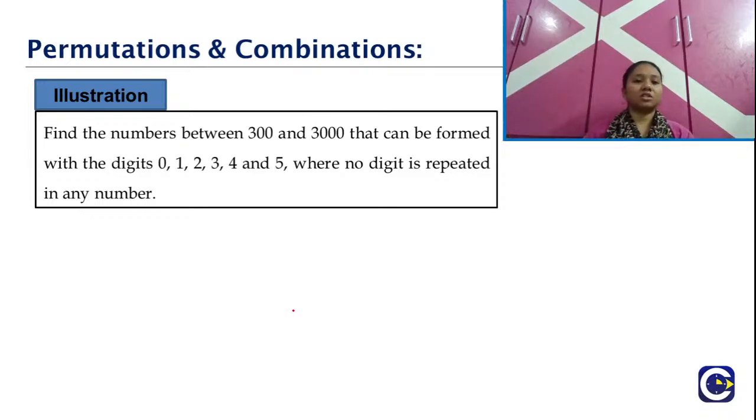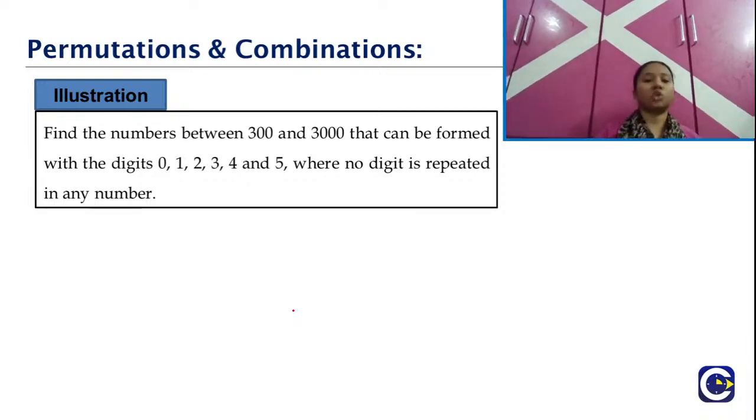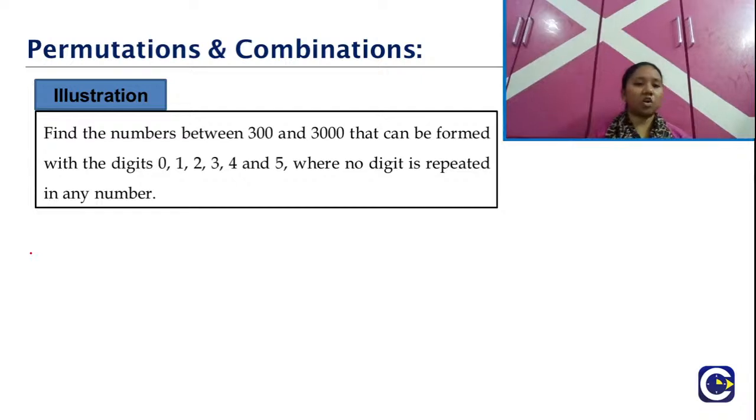Find the numbers between 300 and 3000 that can be formed with the digits when no digit is repeated in any number. This is a typical question, and you guys have an idea how to solve it. Quickly solve it and let me know the answer, because these types of digit questions without repetition we have already done so far. So quickly do it, guys, and let me know the answer. I am not going to explain this. You have to give me the answer, because this typical type of question we have solved, I guess, 2 times in 2 different sessions. So I hope you guys can do it.